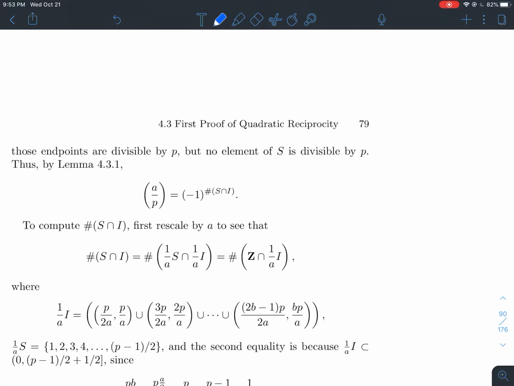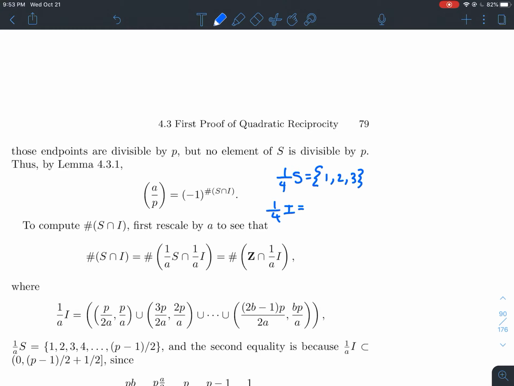Well, the first thing we're going to make is it starts talking about 1 over AS and 1 over AI, and those are sets. And I want to tell you what those are. Well, in my case, A is 4, so 1 over 4S, all I'm saying to do is take S and rescale it by 1/4. So like S was 4, 8, and 12, so 1/4 S should be 1, 2, and 3. So that's kind of easy. And what else? 1/4 I, same idea. Just rescale all the endpoints you see from I by 1/4.